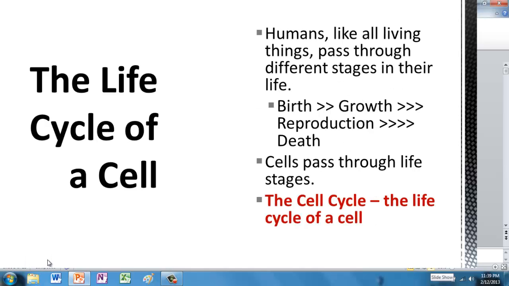So, humans are made of trillions of cells, and like all living things, we pass through different stages in our life. We grow, we reproduce, we die. Oh, did I leave out we're born? Well, cells pass through different stages of life as well, and we call this the life cycle of the cell.